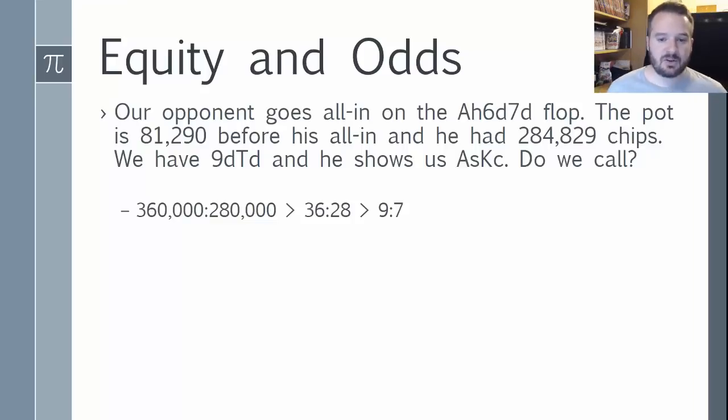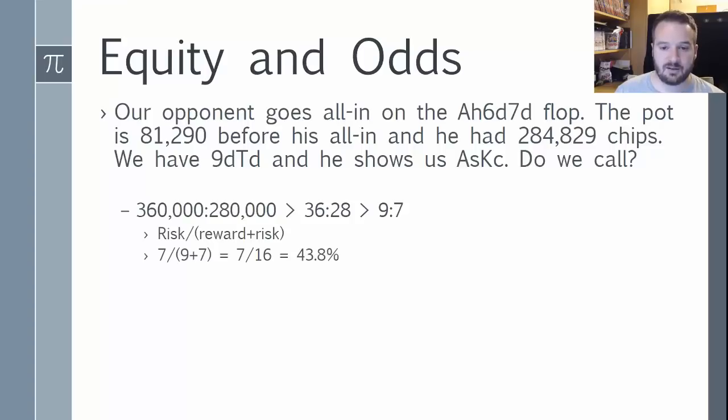So I got 360,000 to 280,000. And same thing, I just kind of rounded a bunch of numbers. 80,000 plus 280,000 is 360,000, and then our risk is 280,000. Removed the zeros, 36 to 28. Divided those by 4 again. 4 seems to be a pretty good number so far. We get 9 to 7.